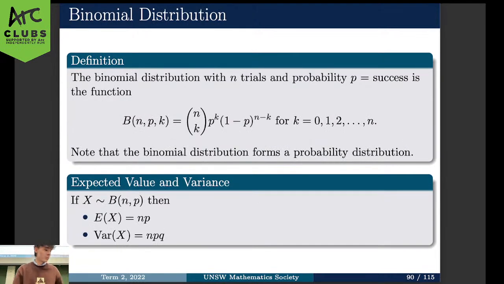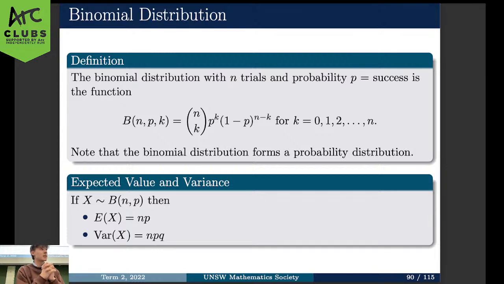So a binomial distribution is given by the following probability distribution function: n choose k, p to the k, 1 minus p to the n minus k. And so a binomial distribution models, or is the distribution for, this Bernoulli process. So in this case, k is going to be the number of times that we succeed, p is the probability of success, and n is our total number of trials.